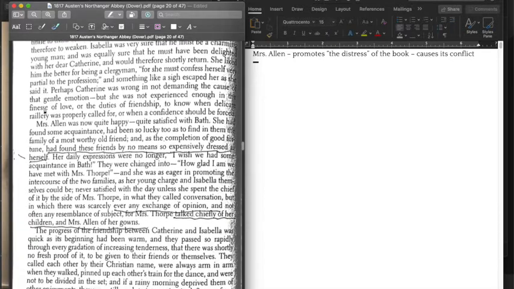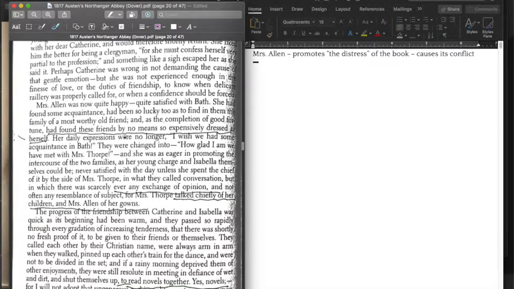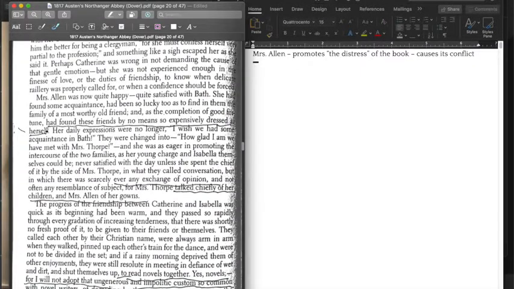Middle of page 18. "Mrs. Allen was now quite happy, quite satisfied with Bath. She had found some acquaintance, had been so lucky too as to find in them a family of a most worthy old friend, and as the completion of good fortune had found these friends by no means so expensively dressed as herself." So, like, the greatest thing for Mrs. Allen about the Thorpes is that they're not quite as well dressed as she is. Like, her dresses are more expensive.